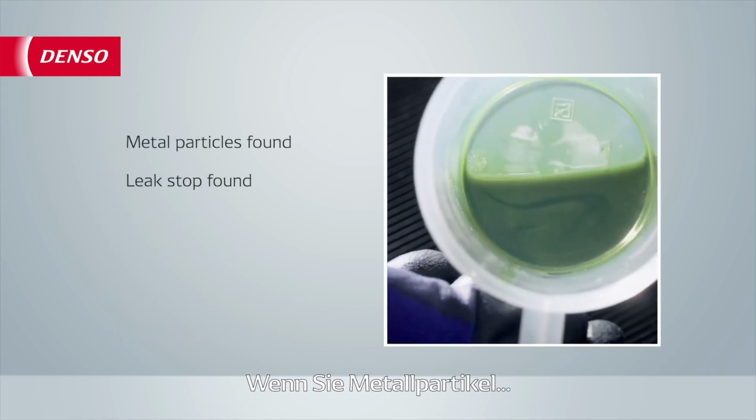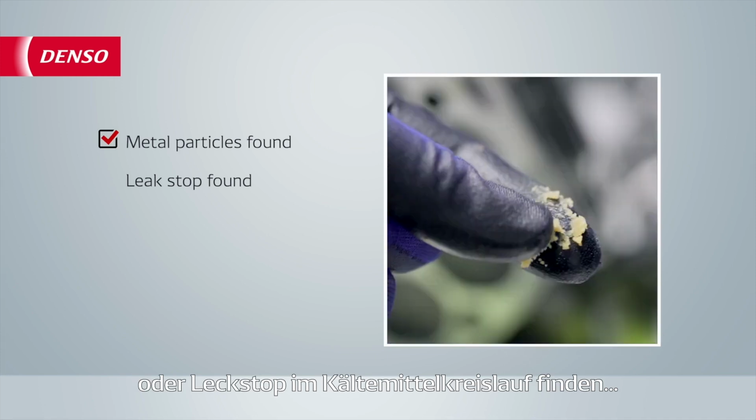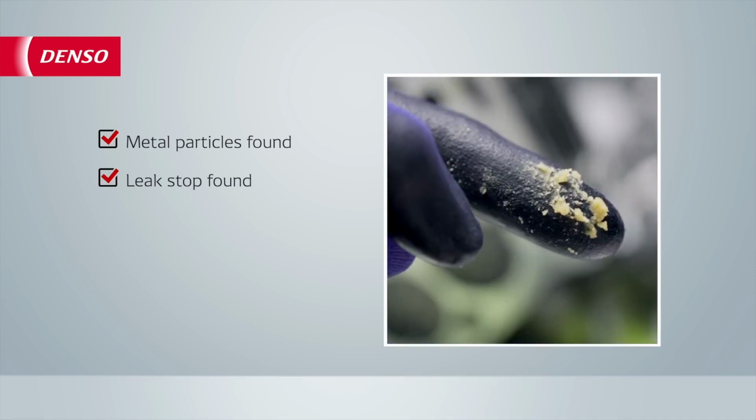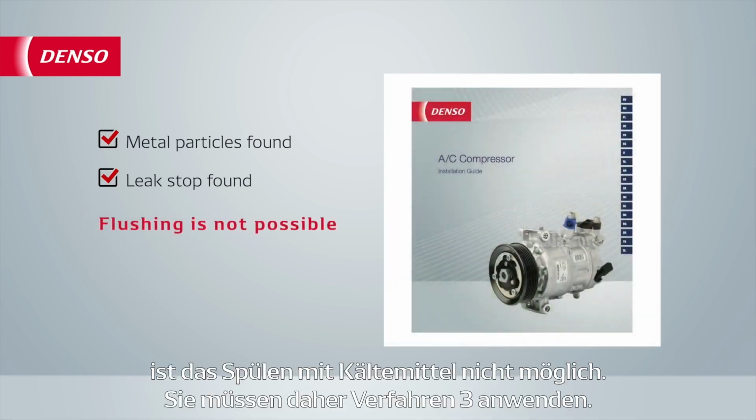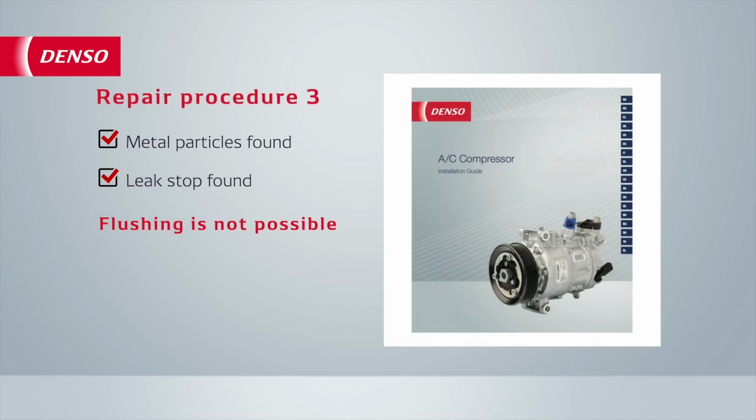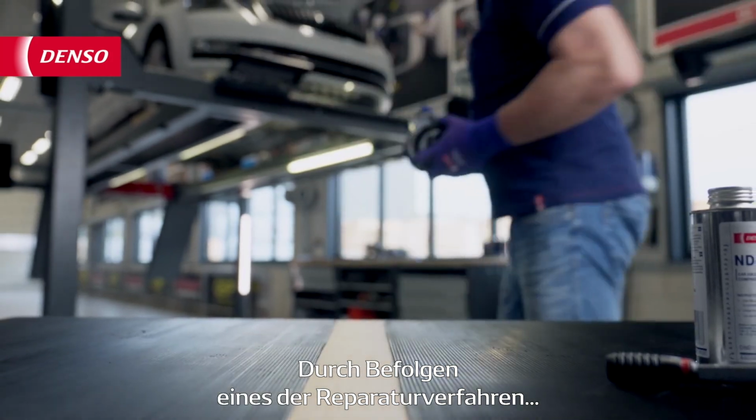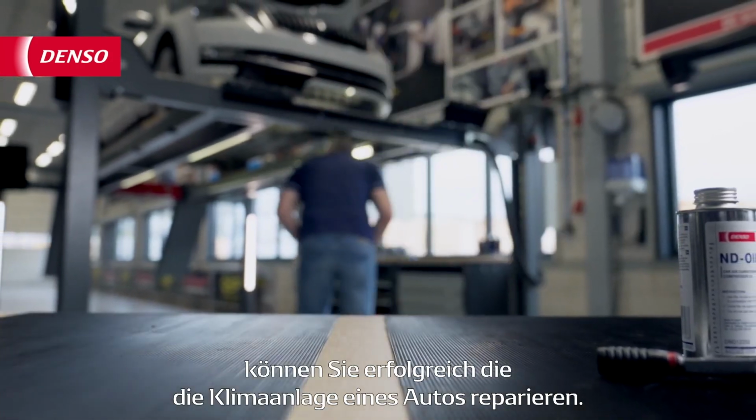If you happen to find metal particles or leak stop in the refrigerant cycle, flushing with refrigerant is not possible. You therefore have to follow repair procedure 3. By following one of these repair procedures, you can successfully repair the AC system of a car.